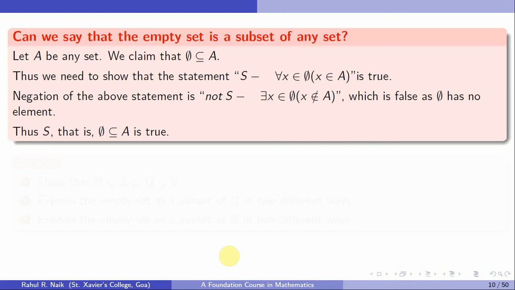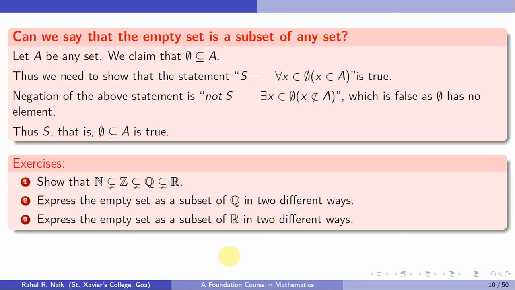And so therefore we can now make a note that the empty set is always a subset of any given set. Here is a short exercise for you. Show that N is a proper subset of Z, Z is a proper subset of Q, Q is a proper subset of R. Second one, express the empty set as a subset of Q in two different ways. This is your choice. Express the empty set as a subset of R in two different ways. Okay, so just complete this exercise. Very simple.